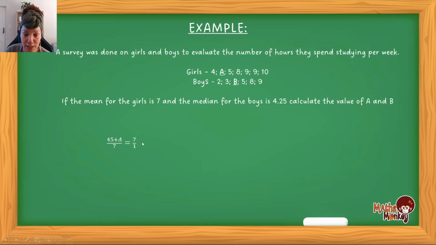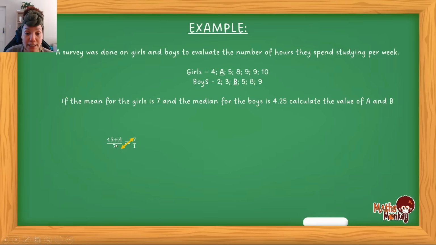Now, why did I put the 7 over 1? Because now we have to do a little bit of maths to calculate A. And I'm going to teach you the simplest way to do this. Okay? So the first thing you're going to do now is multiply numerators with denominators.